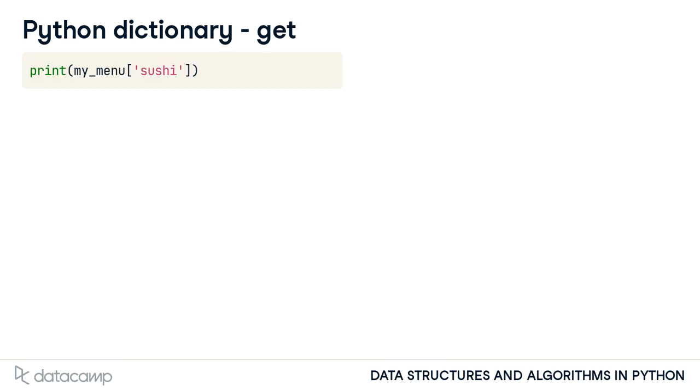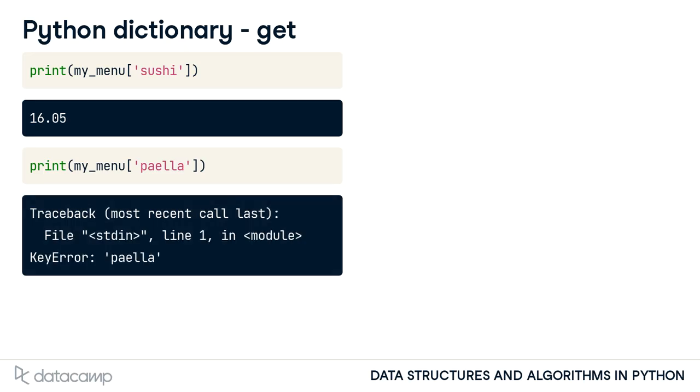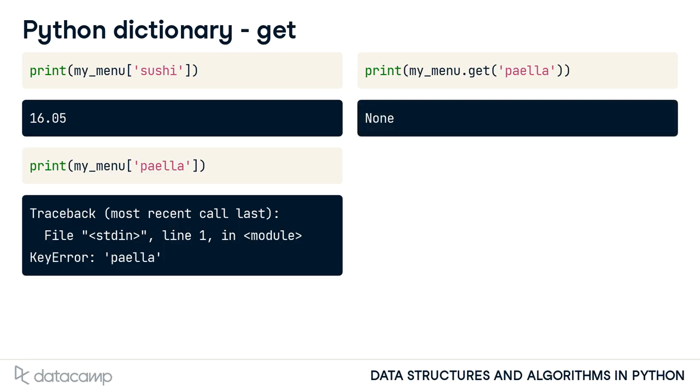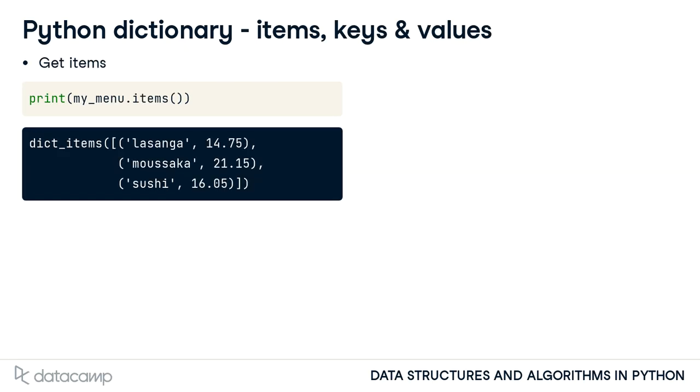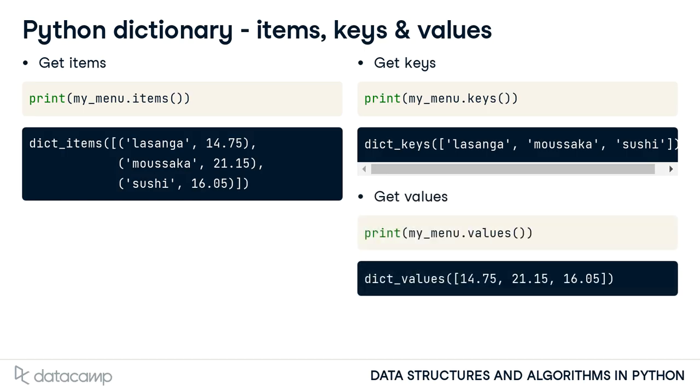By using the name of a key inside square brackets, we can get its value. If the key doesn't exist, we will get an error. To solve this problem, we can also use the get method, which returns None if the key doesn't exist. We can get all the items of a dictionary using the items method. The keys method helps us to get all the keys of the dictionary, and the values method all the values.